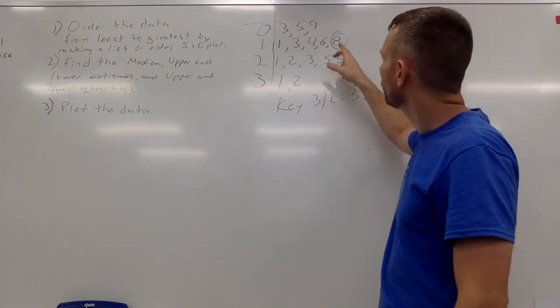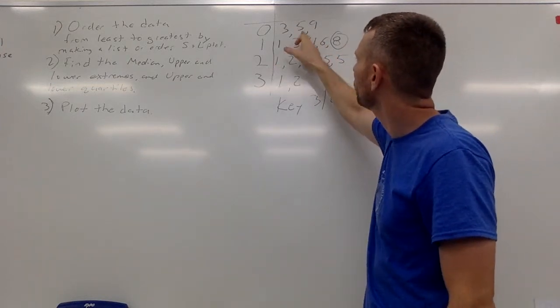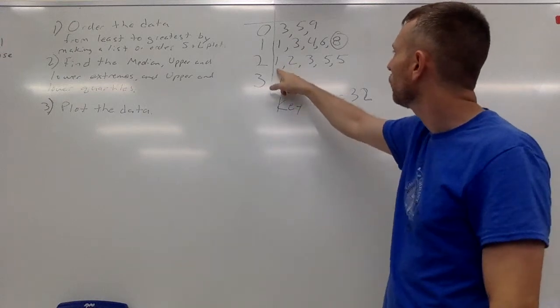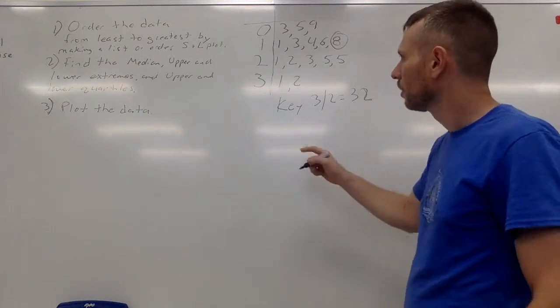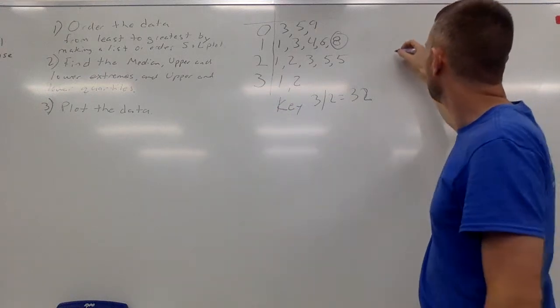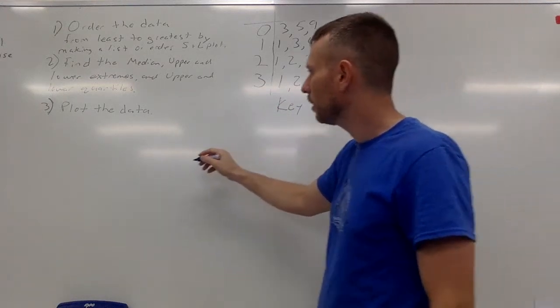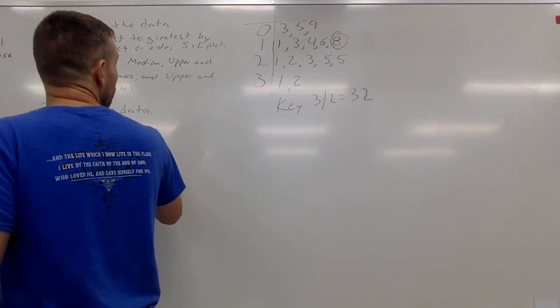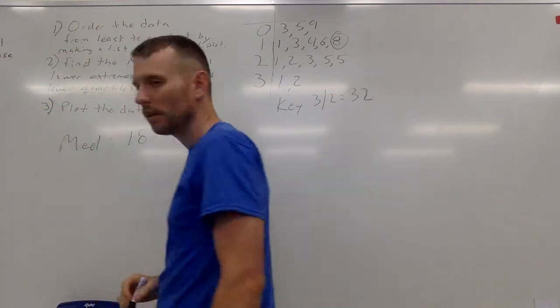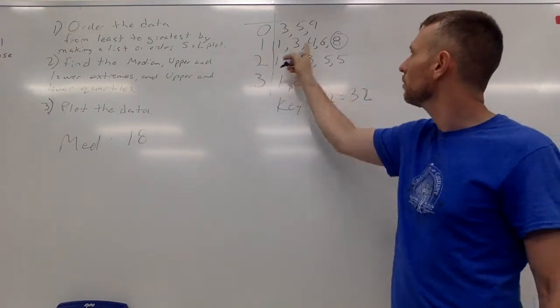And I can double check that because there are 1, 2, 3, 4, 5, 6, 7 numbers before that, and 1, 2, 3, 4, 5, 6, 7 numbers after that. And so I determine my median, I'll write it over here, that number is 18, right? The stem was 1 and that's 8.